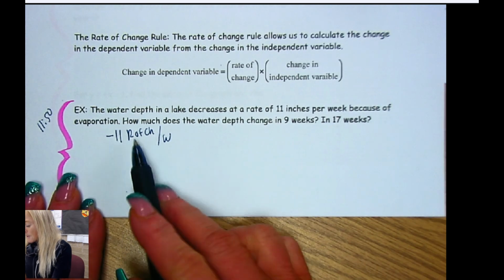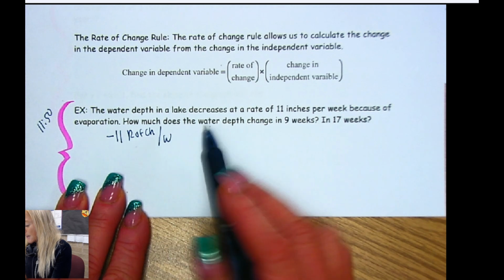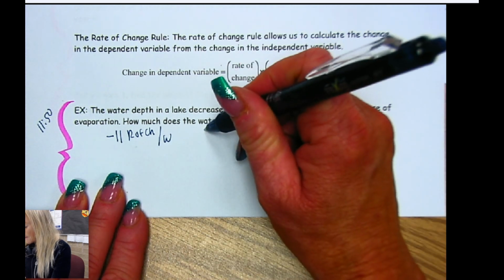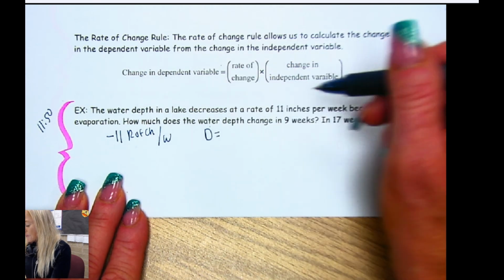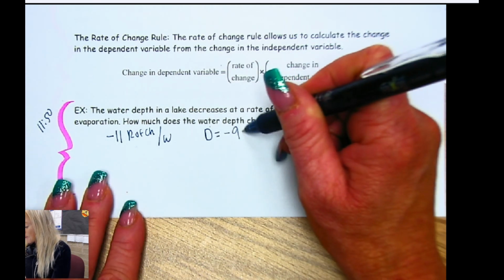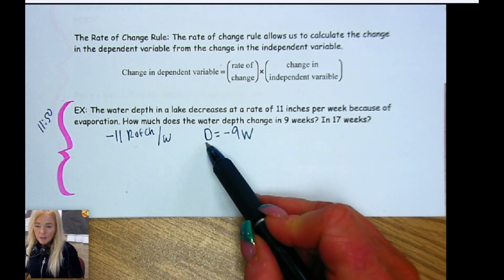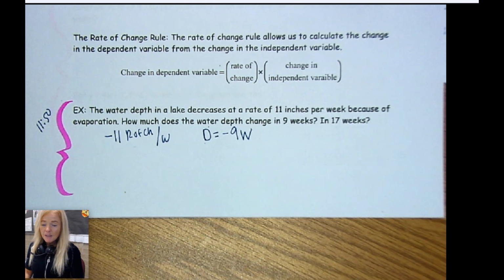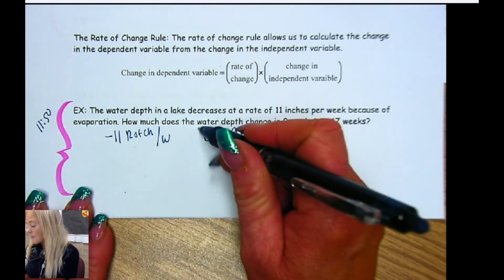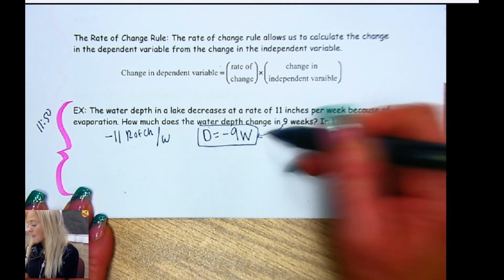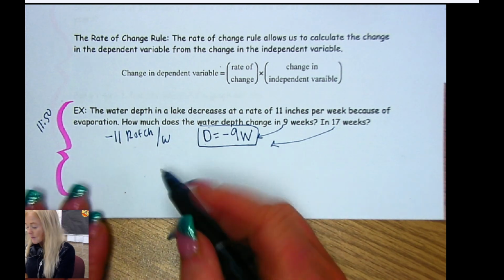So let's come up with a model for that. Water depth is going to be dependent, right? The water depth is equal to -9 times the weeks. So the number of weeks is independent, and the water depth depends on the number of weeks that have passed. So that's our formula. So how much does it change in 9 weeks? We can substitute 9 in for weeks and come up with the water depth change, and then we can do the same for 17 weeks because it's asking for both.